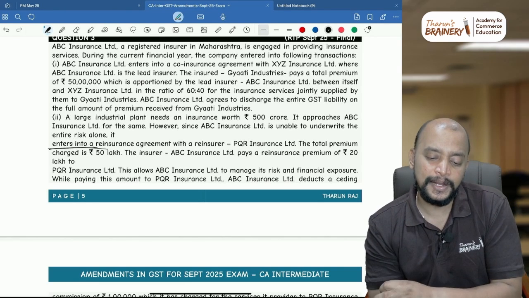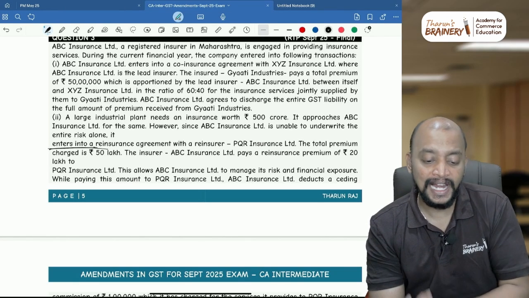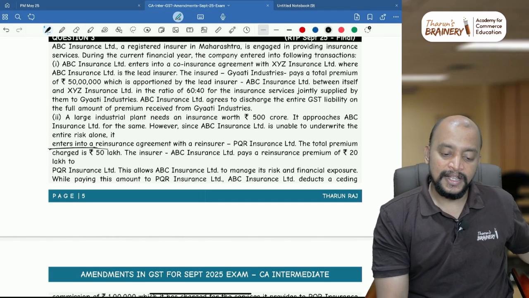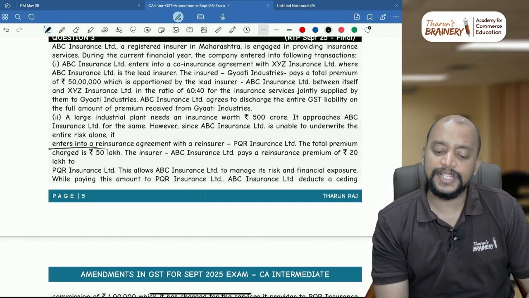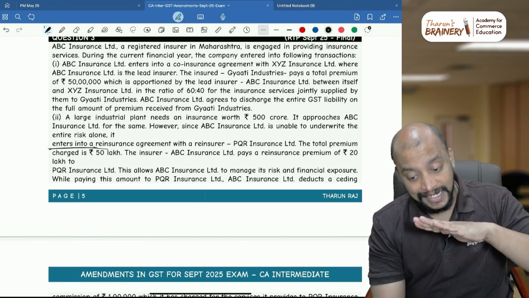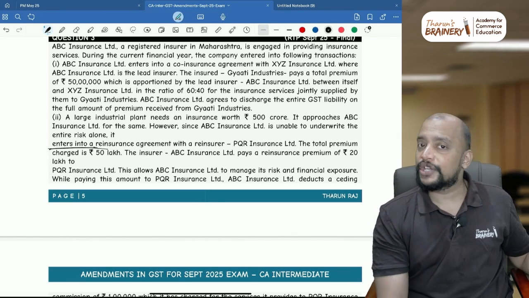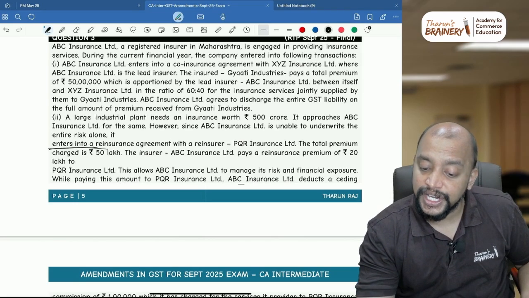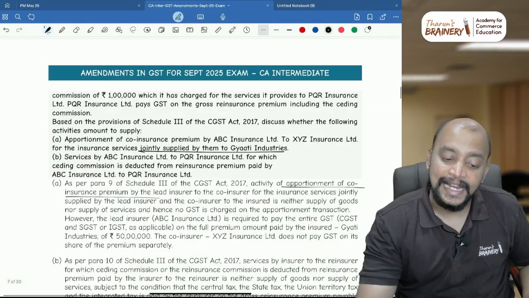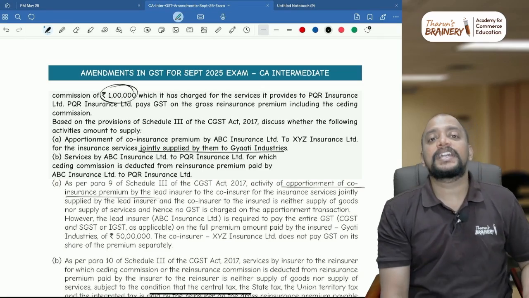So, how much are they getting? They are getting 50 lakhs. They are sharing 20 lakhs with PQR Insurance Limited. This allows ABC Insurance Limited to manage the risk and financial exposure. While paying this amount to PQR Insurance, ABC Insurance deducts a ceding commission of 1 lakh. What is the treatment of that 1 lakh?